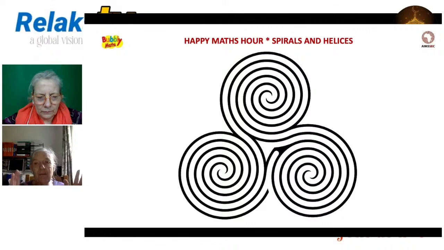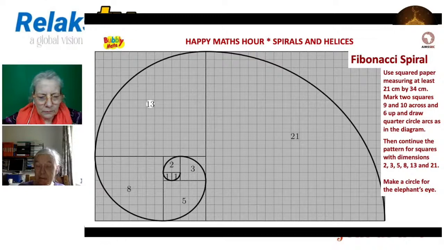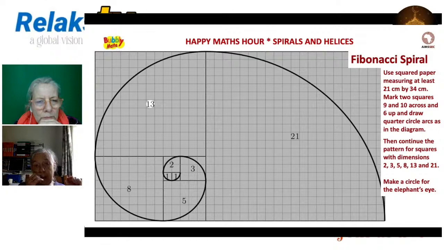Now, we mentioned earlier that the Fibonacci sequence starts with 1, 1, and then you add the ones to get 2, and then you add 1 and 2 to get 3, and then you add 2 and 3 to get 5. Have you found these numbers on the screen? And then you add 3 and 5 to get 8, and 8 and 13 to get 21. And that's as far as this goes. But what we have here is a Fibonacci spiral.